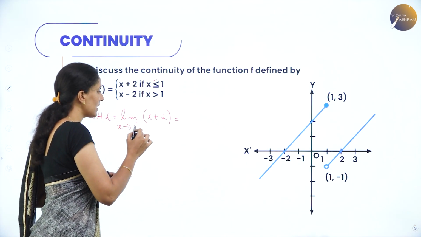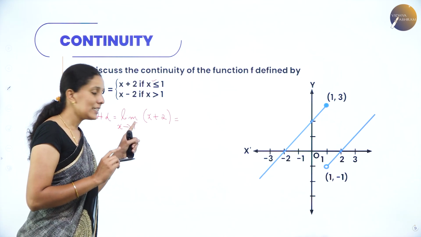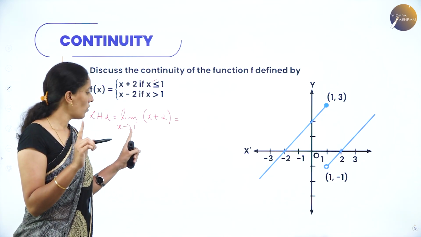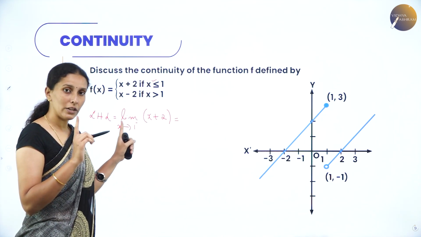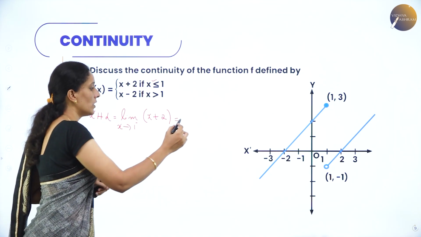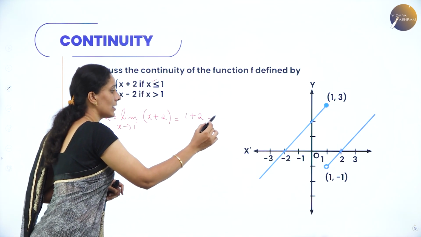So when you put x is equal to 1, the minus indicates only the left hand limit. Do not take the value as -1 here. The value must be taken as 1 only. So it is 1 plus 2, which is equal to 3.